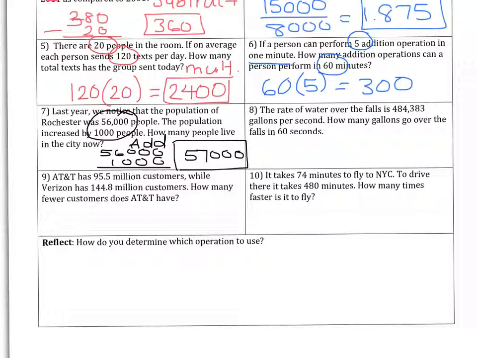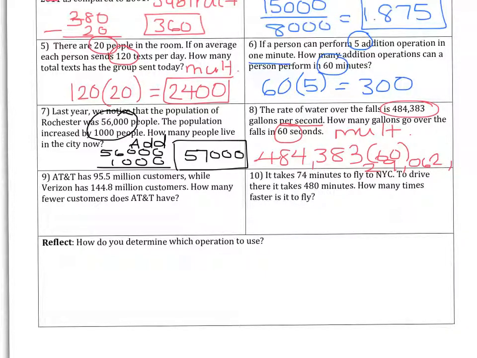Okay, number 8. The rate of water over the falls is 484,383 gallons per second. How many gallons go over the falls in 60 seconds? So this is only for 1 second. So to figure out 60 seconds, we've got to multiply it by 60. This is where we're going to get a pretty big number. So it's going to be 29,062,980.